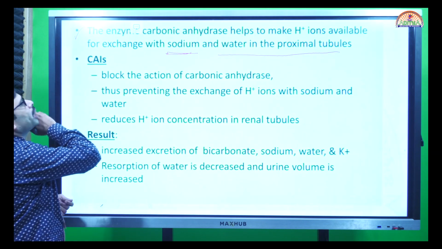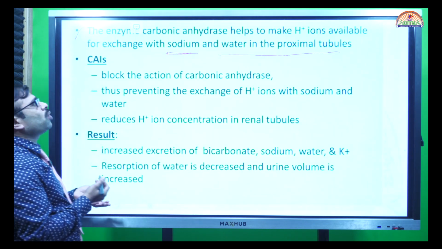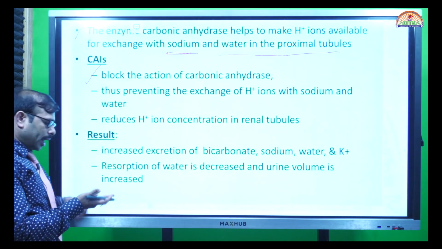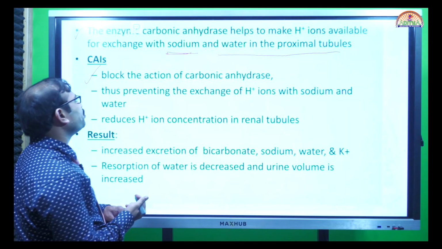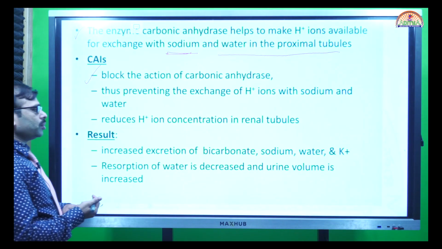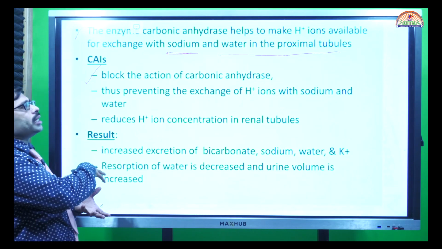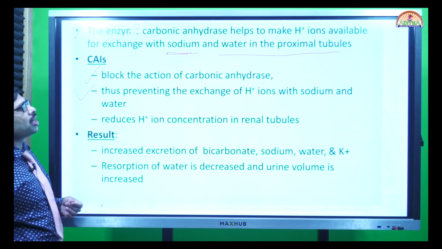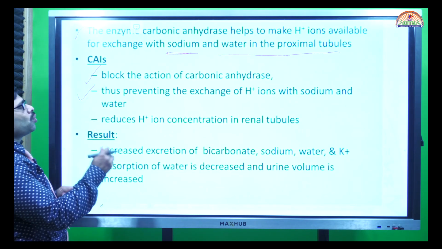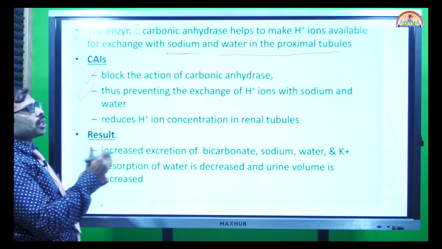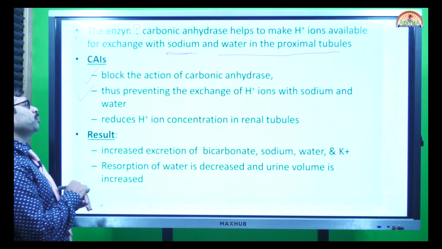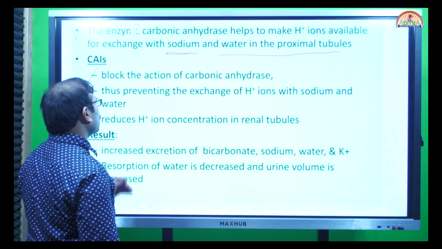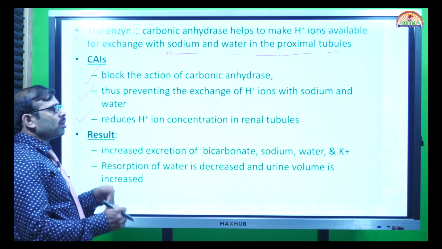Carbonic anhydrase inhibitors block the action of carbonic anhydrase, like acetazolamide, followed by methazolamide, and followed by dichlorphenamide. They inhibit the carbonic anhydrase enzyme, thus preventing the exchange of H plus ions with the sodium and water. That reduces the H plus ion concentration in the renal tubule, so the H plus ion concentration in the renal tubule will be decreased.